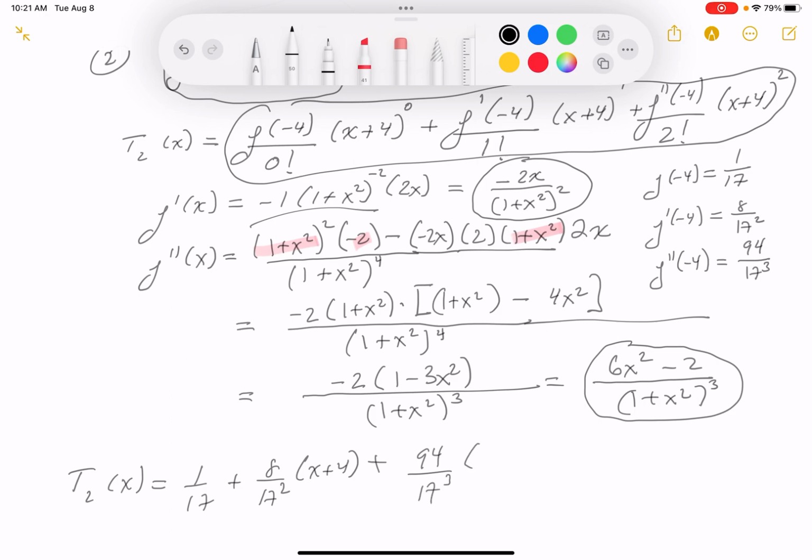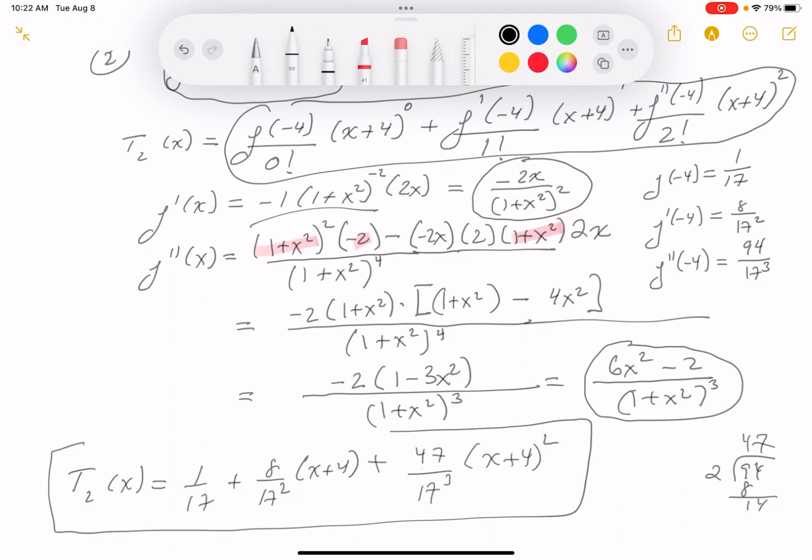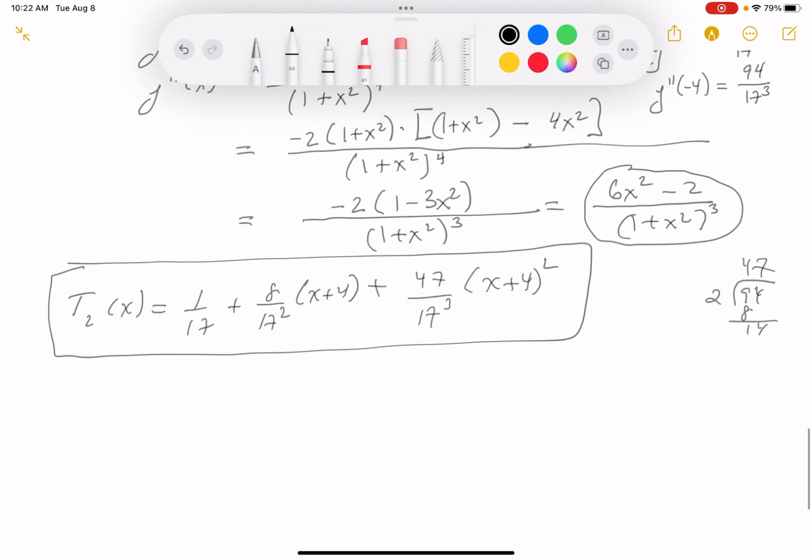And that's going to be over 2 factorial. 2 factorial is just 2. And 2 goes into 94 a nice number of times, 47 times. Get my eraser out. Clean that up. And again, I'm dividing by 2 factorial, which is 2. So it's going to be 47, and then x plus 4 squared. I'm done with this. Now someone's going to say, how can you get T3? We already got most of it. We just need one more term. That's all we need.